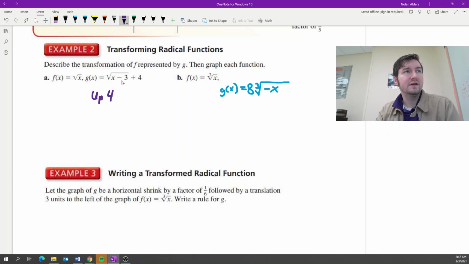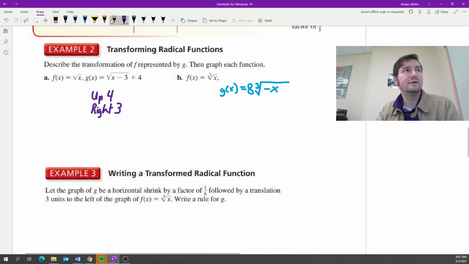And then this -3, usually we would say this is in parentheses, but in these cases it's inside the radical. So we consider that like the parentheses of other functions. So we can say this is inside the x, or inside the parentheses, while it's inside the radical. So that's going to be -3 is right 3. And doesn't look like there's any other transformations in here, so that's the only 2.